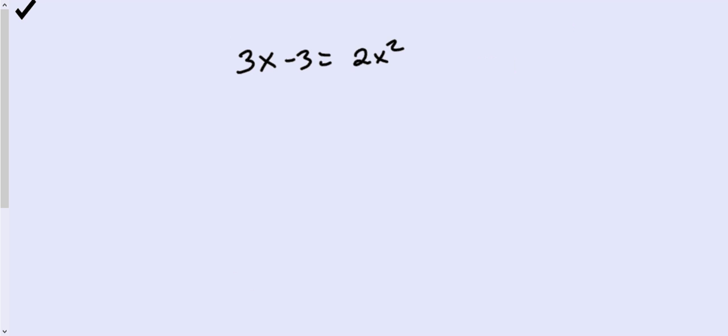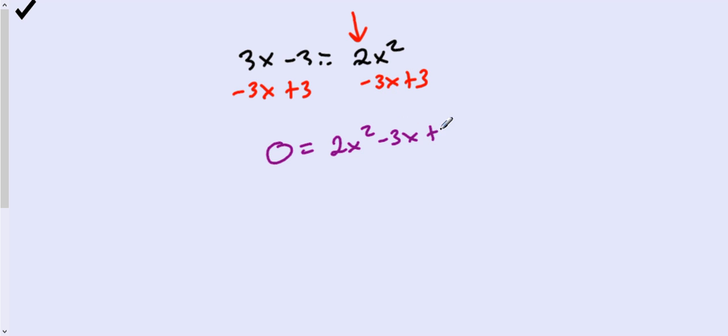Maybe we got this one. We want to get it into standard form. It doesn't matter if the 0 is on the right side, so we could subtract 2x squared from both sides and get it into that form. I will say that I always want my leading coefficient to be positive, so I'm actually going to subtract 3x and add 3 to both sides, giving me the 0 on the left, 2x squared minus 3x plus 3.